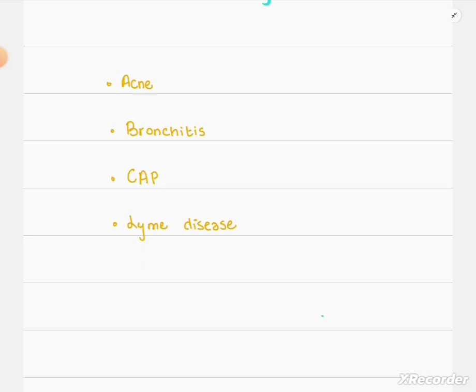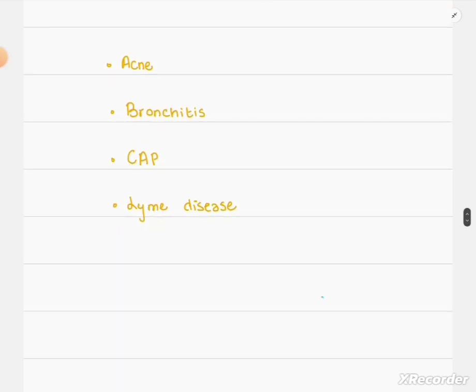So now I'll discuss some drugs which have some interesting uses. We'll start with minocycline. As we discussed, minocycline is excreted in the tears and saliva. So it was used for the treatment of meningococcal carrier state. But now it has been replaced by a better drug, for example, rifampin. Rifampin is used for the eradication of meningococcal carrier state.